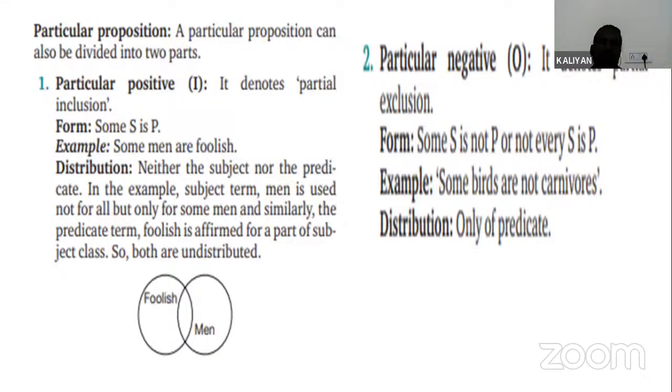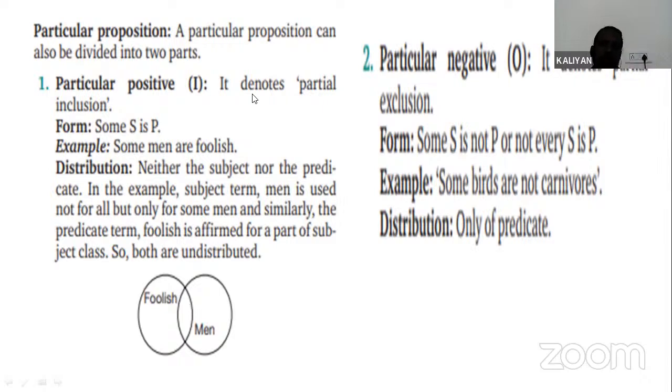Particular propositions we can divide into two parts: particular positive, denoted I, and particular negative, denoted O. The form of the particular positive is "Some S is P". Example: some men are foolish. This statement is called a particular proposition. So some of the men are foolish. It is a particular positive.